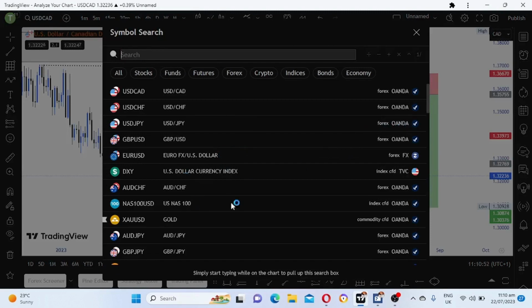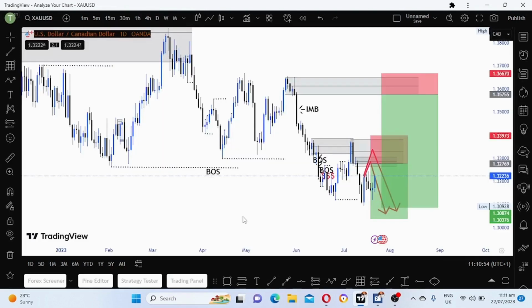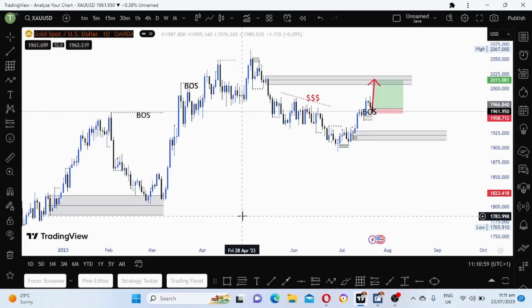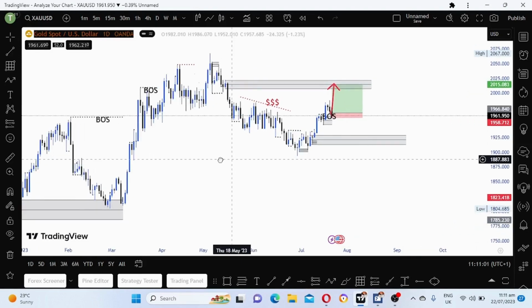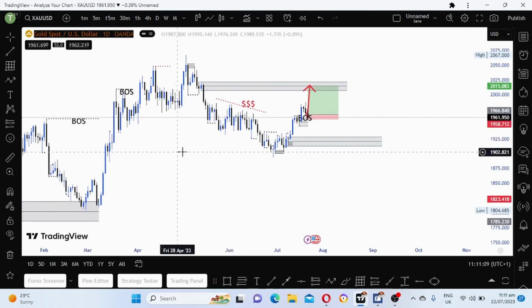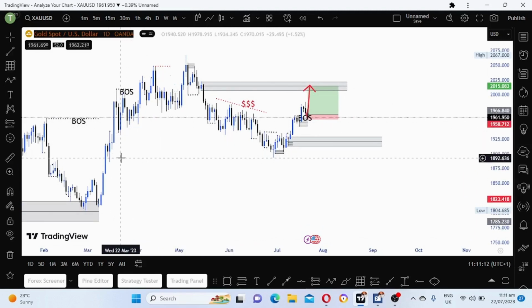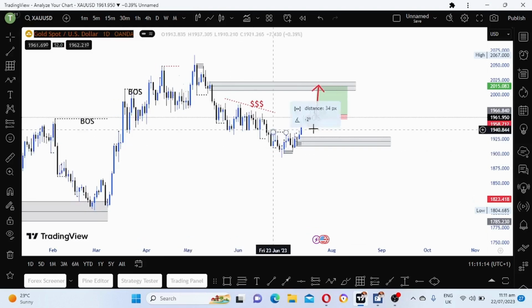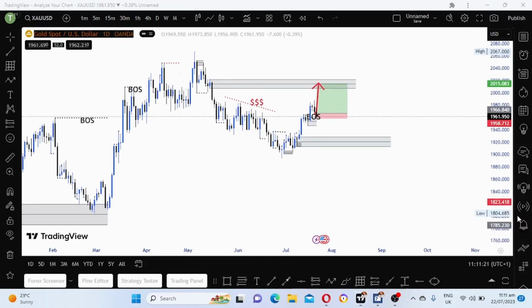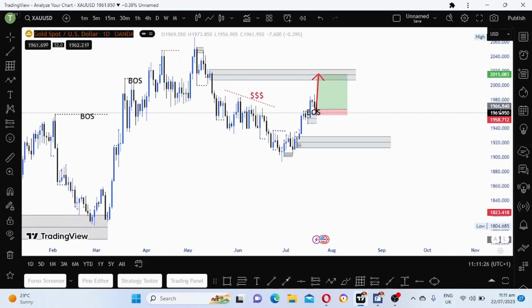Now let's look at gold. Now looking at gold, guys, we shifted now. We are in a bullish trend. As you can see, we didn't shift, but we are actually in a bullish trend. So that is on daily.